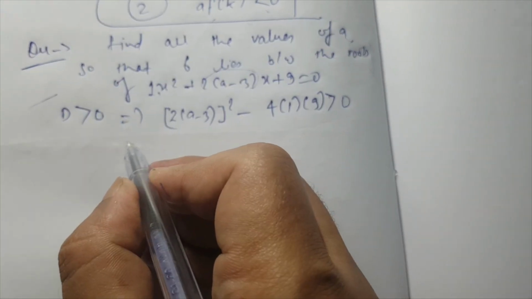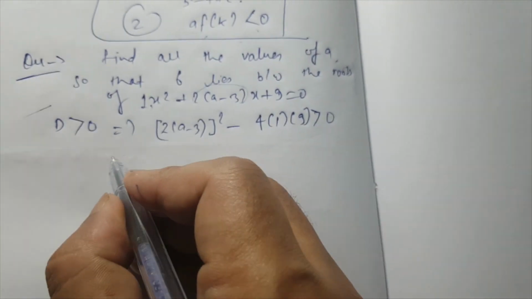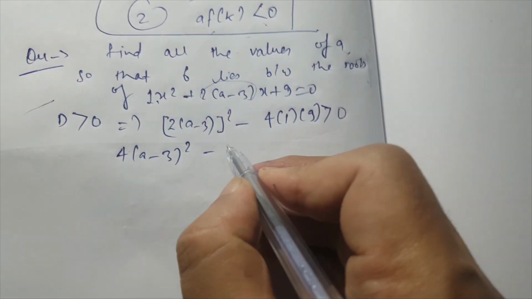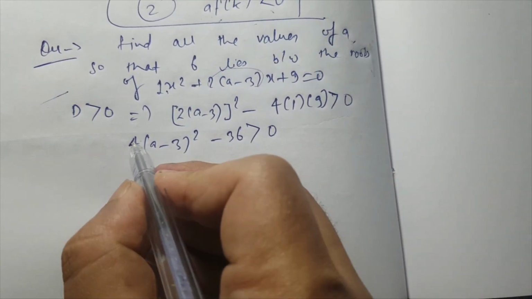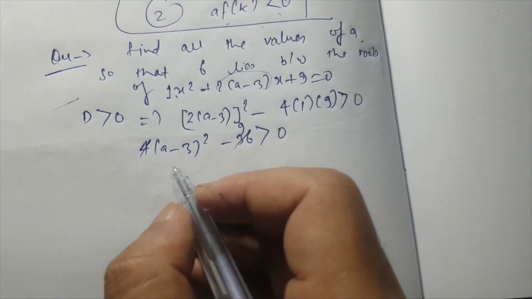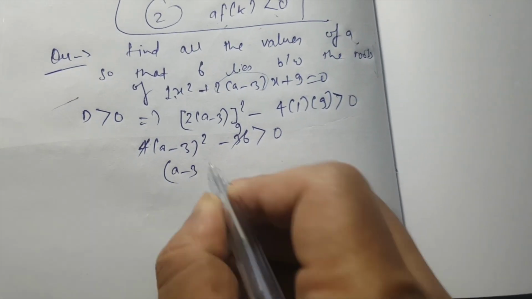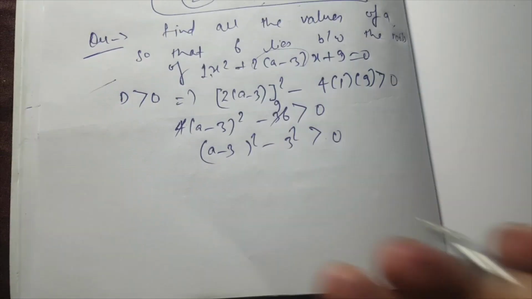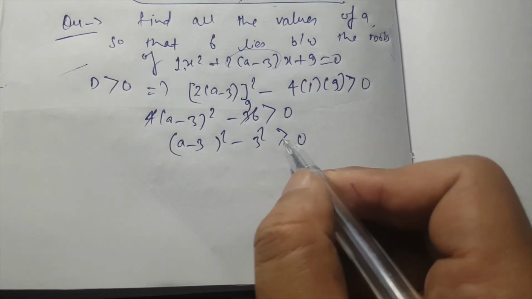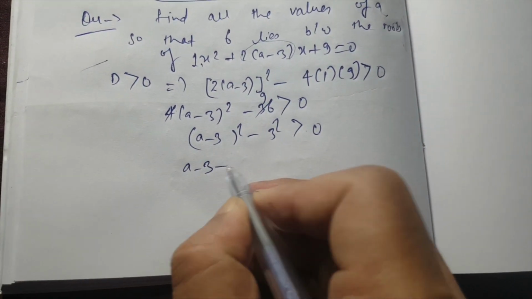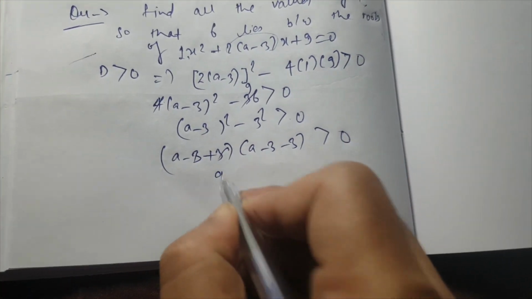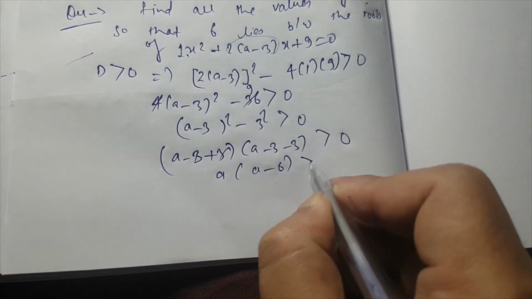It means (2a minus 3) squared minus 4 into 9, that is 36, is greater than 0. Now we can cancel out 4 into 9, the 36. So here it is (a minus 3) whole squared minus 3 squared. So we can now use the identity a squared minus b squared, which is (a plus b)(a minus b) greater than 0. This will be simply a times (a minus 6) greater than 0.